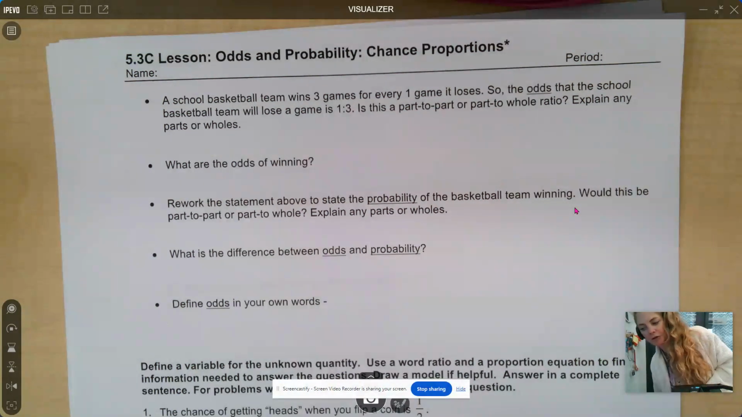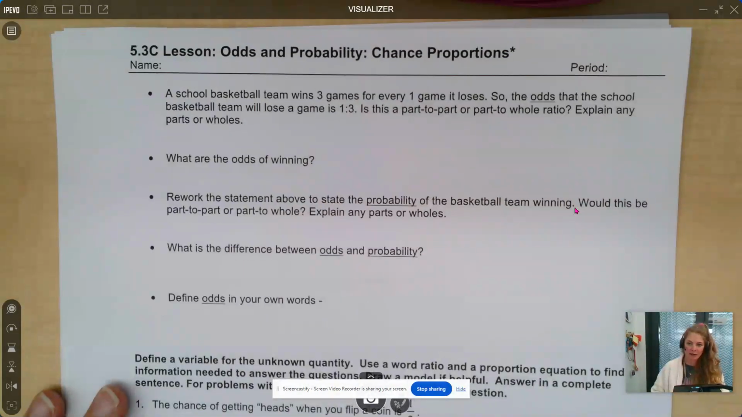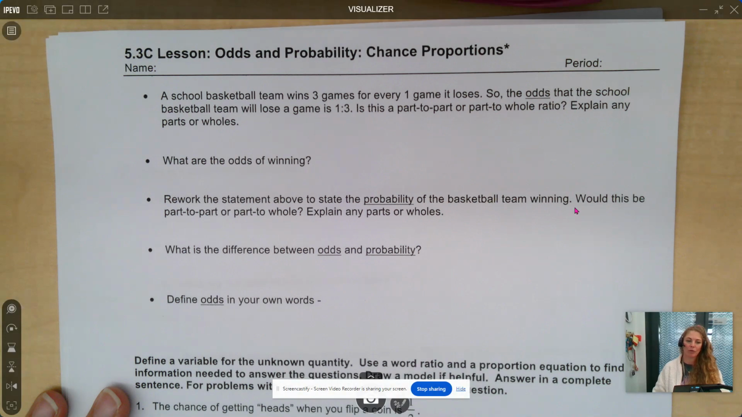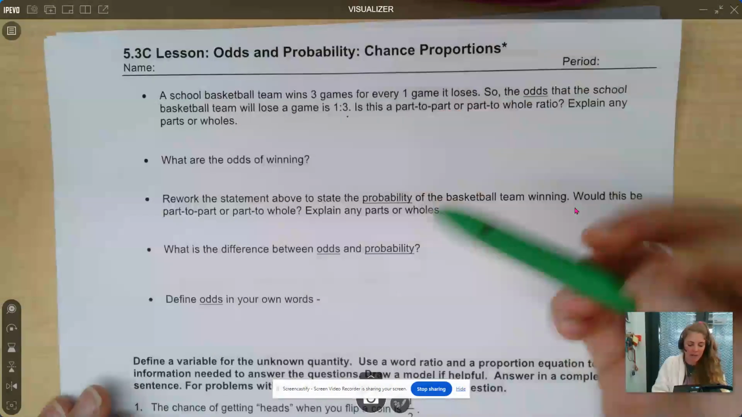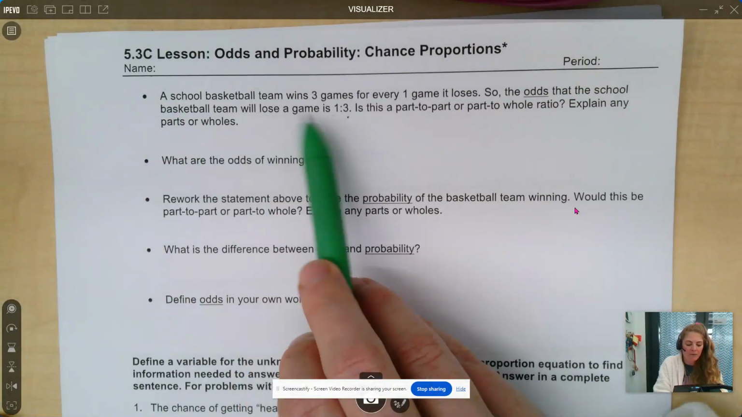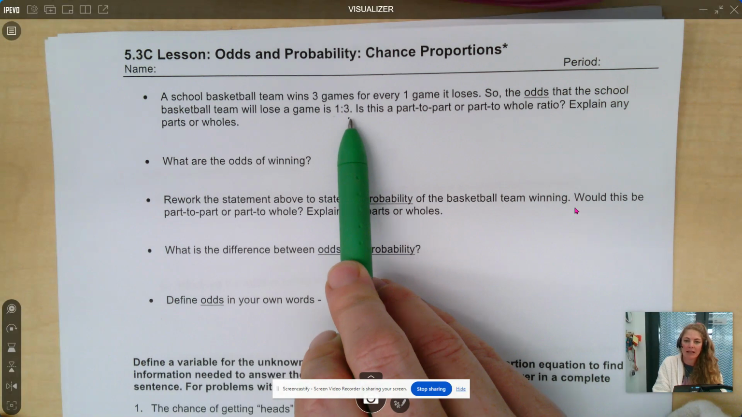So let's take a look at the first one. It says a school basketball team wins 3 games for every 1 game it loses. So the odds that the school basketball team will lose a game is 3 to 1. Because if it's the odds that it will lose, the first part is always about how many games they will lose. And the second part is the opposite. So it'll be how many games they win.